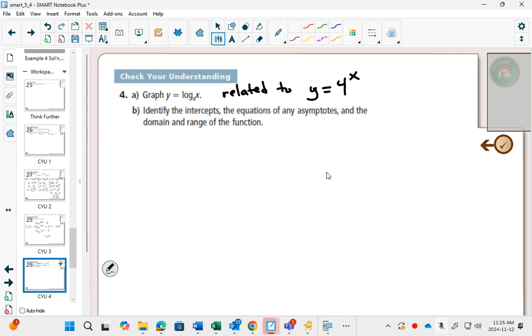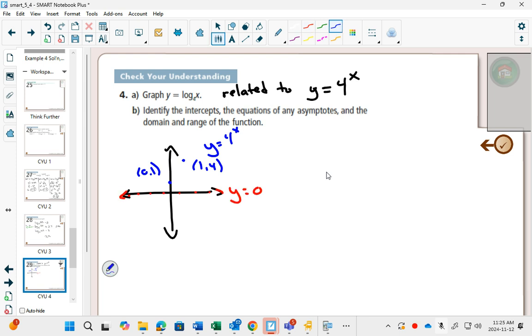And logarithms and exponential graphs are inverses of each other. So if you remember how to graph y equals 4 to the x, which I hope you do, then every exponential graph has (0, 1). And if the base is 4, you would have (1, 4). There would be an asymptote at y equals 0. And this one increases because of those 2 points.